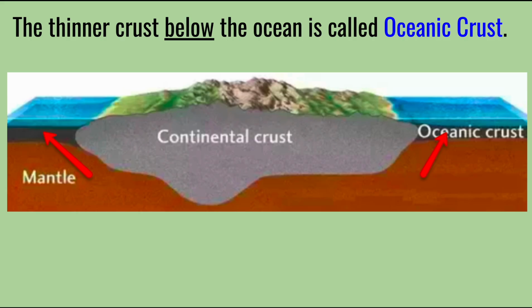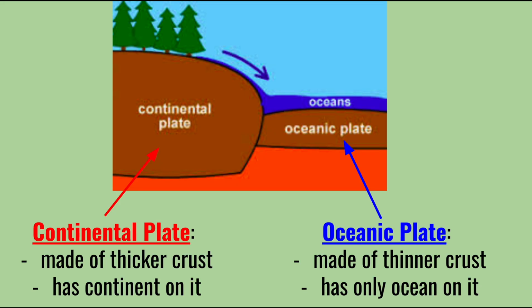Oceanic. Yeah. So that's why we have crust under the oceans. It's thinner than the continental crust that sticks out above the ocean water. Here's another little diagram. On the left, we have a thicker plate. It's a continental plate. It sticks out above the ocean water. And on the right, we have an oceanic plate, a piece of the oceanic crust. It's made of thinner crust, and it's covered up by water. So we can't see it when we look at a globe.